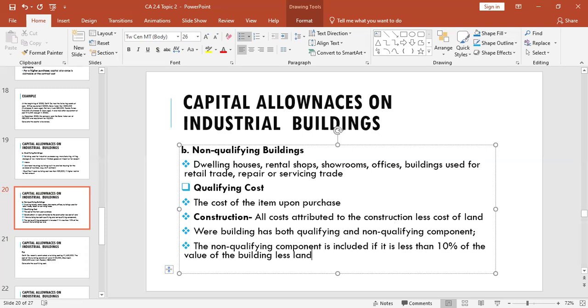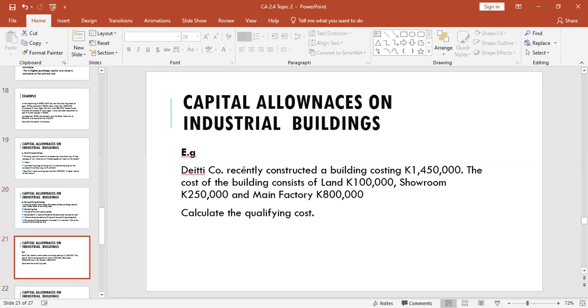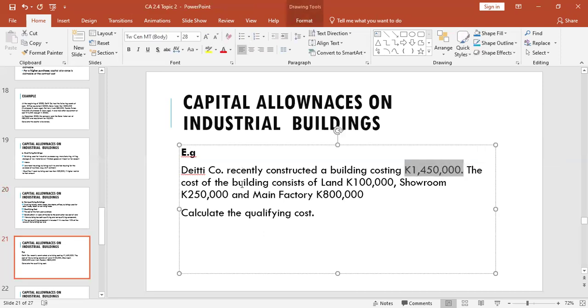So here we've got an example saying DTCO recently constructed a building costing 1,450,000. The cost of the building consists of the land, 100,000, the showroom, 250,000, then the main factory, 800,000, right? So now let me go to my Excel.